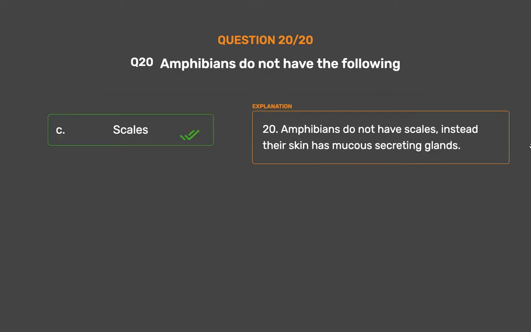Scales. Amphibians do not have scales. Instead, their skin has mucus secreting glands.